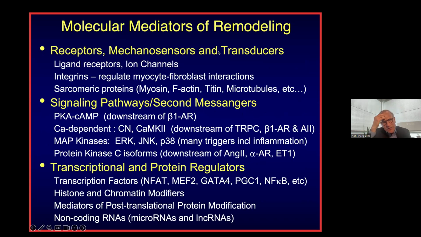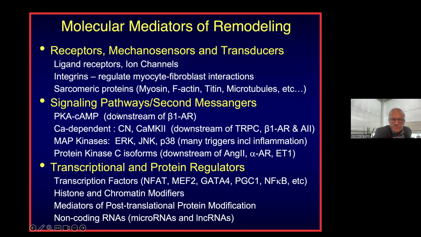So these sense and transduce, and these can be ligand receptors like beta-adrenergic receptor, angiotensin II receptor, or ion channels like TRPV channels. It can be integrins that are particularly good at regulating myocyte fibroblast interactions and mediating them. Sarcomeric proteins are also transducers, whether it's titin or microtubules or even cardiac myosin and F-actin, that these are mechanotransducers within the cell.